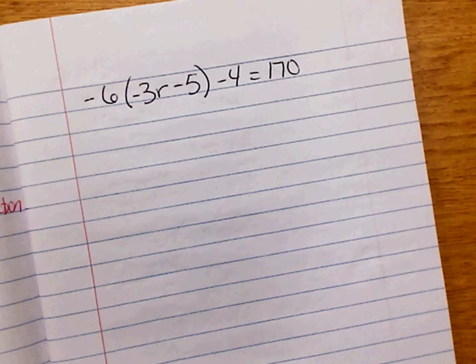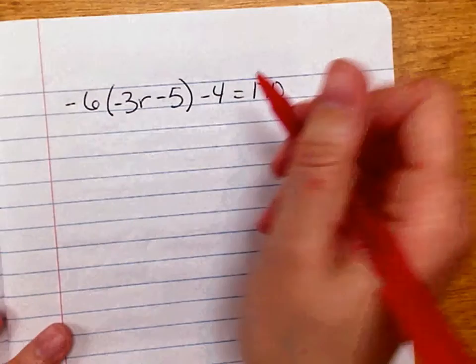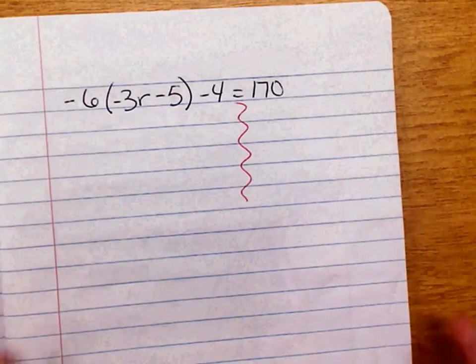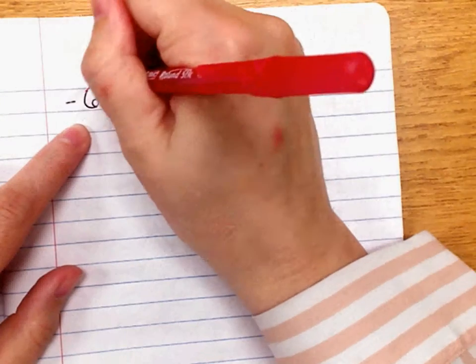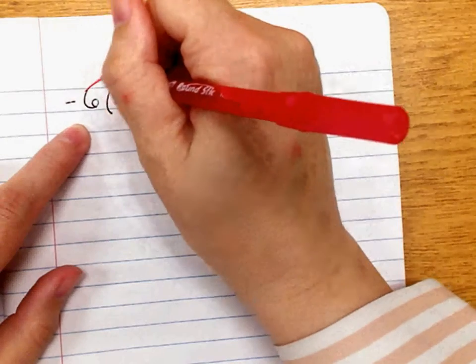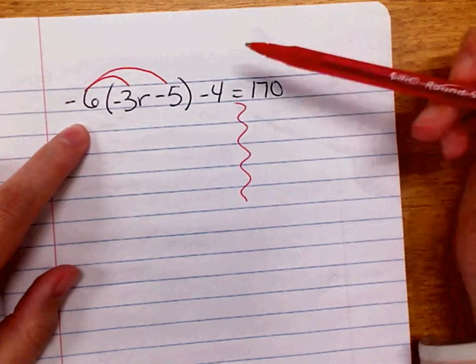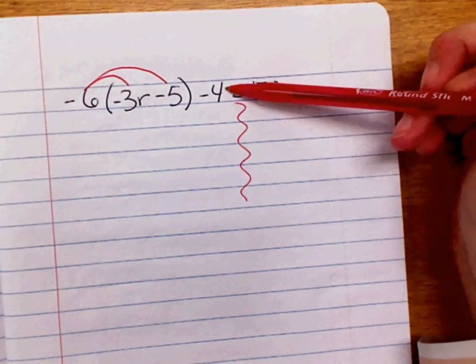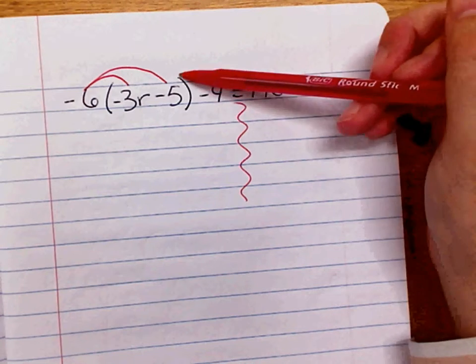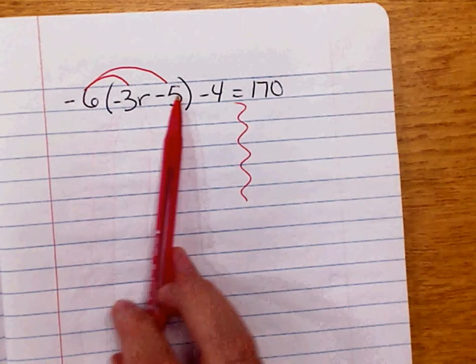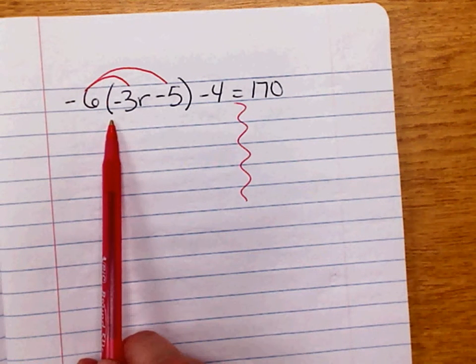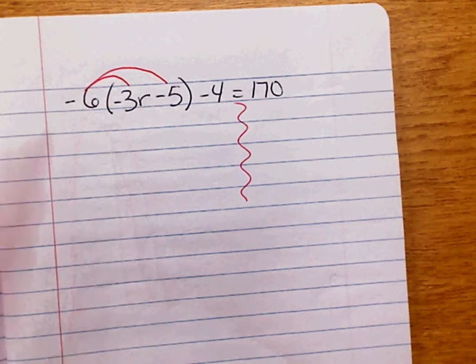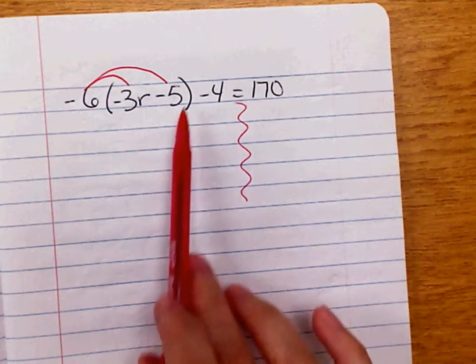Okay, so first you have to mark off your sides, and then you need to see if you have any distribution to do. Yes, there is. This negative 6 needs to be times the negative 3r. It also needs to be times the negative 5. It does not get multiplied by the negative 4. Why, Jessica? Because it's not in the parentheses, right? It's only multiplying by what's in the parentheses. Because that 6 is next to the parentheses, that's what makes it multiplication, Sebastian. So ending the parentheses ends the multiplication.